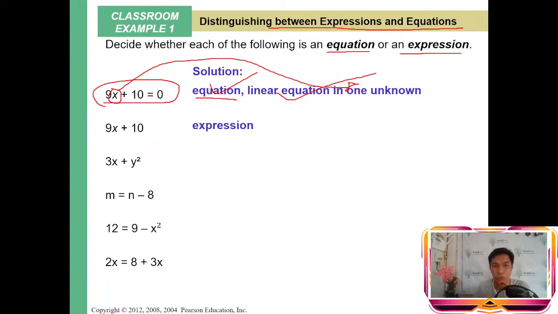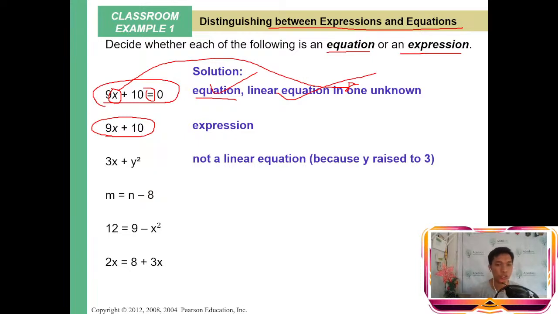Number 2 is what we call an expression, because there is no equal sign. So take note with that: if there's no equal sign, it means it's an expression. Now, 3x plus y squared is not linear because we have two unknowns and the y is raised to the power of 3. I repeat again, a linear equation has power one, not power two, not power four.